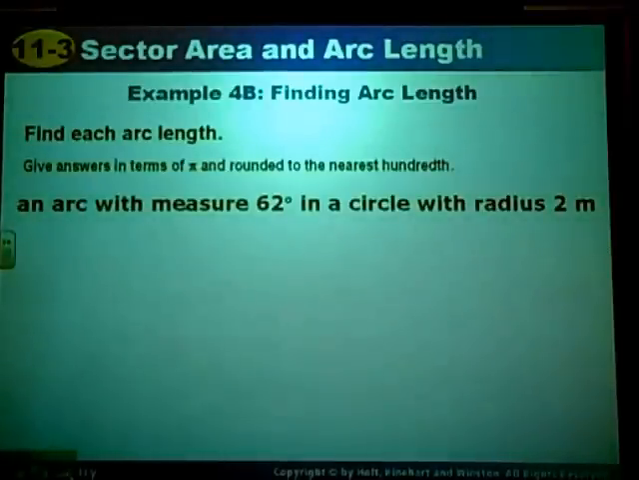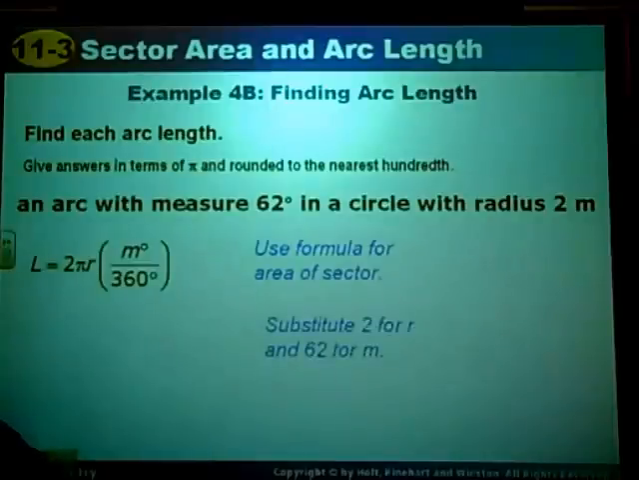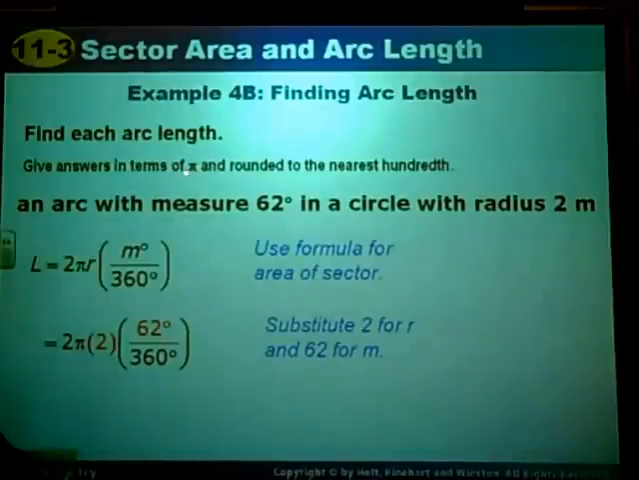Looking at one more, find the arc length with a measure of 62 degrees. The circle has a radius of 2 meters. We don't even need a picture. We can just write down our formula for the length of an arc. I'm going to plug in 2 for my radius and 62 in here for the measure of my arc, because I've got a degree symbol here, so I know that's what I need. I'm going to substitute that in, and it says in terms of pi and round it to the nearest hundredth, so I'm not going to use pi first.